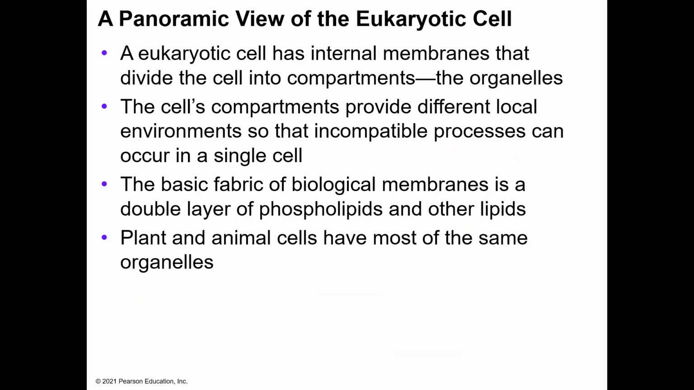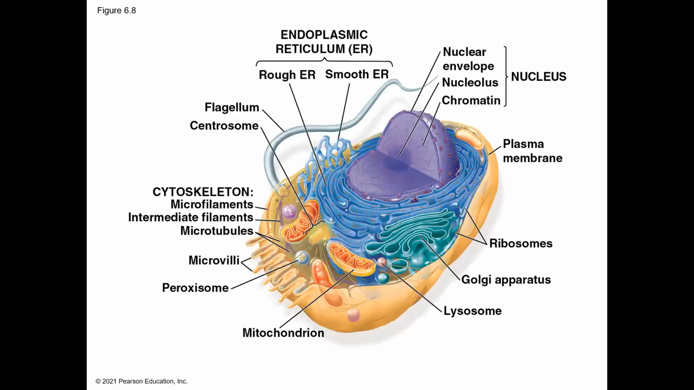There are internal membranes that divide the cell into components, and we like to call them organelles. The cell's compartments provide different local environments or different functions that can occur. The basic fabric of biological membranes, just like with the plasma membrane, is a double layer of phospholipids and other lipids and protein components. Plant and animal cells have most of the same organelles, though there are some that are a little bit different between the two.